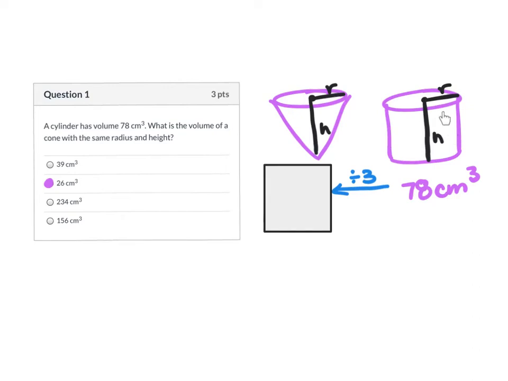We're told that the cylinder has a volume of 78 cubic centimeters, and they're asking what is the volume of the cone if they have the same radius and the same height. Remember, we watched that video that showed us that a cone and a cylinder of the same stature will show that the cone is only 1/3 of the cylinder. Therefore, I just needed to divide my volume by 3 to find that the volume of the cone is 26 cubic centimeters.